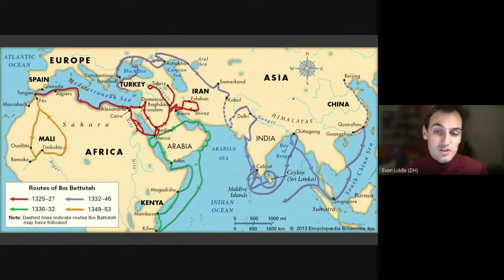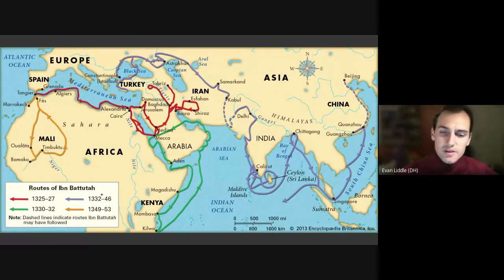My name is Mr. Little, and today I'm looking at this map, which hopefully you've seen yourself at some point. It's actually a pretty common map in a lot of AP World textbooks. This is a map that shows the travels of the Islamic jurist Ibn Battuta in the mid-14th century.